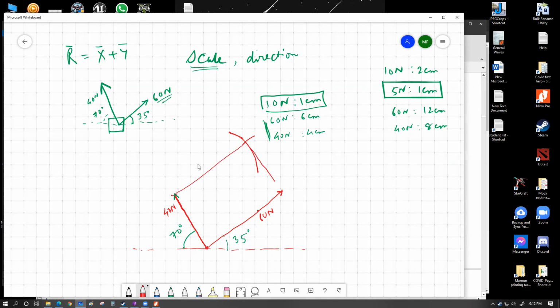You don't have to rub off the arcs. You can just keep it over there. Examiners are not going to be bothered by that. That's your parallelogram. And then you have to join the center line from the same starting point. You have to draw the diagonal.